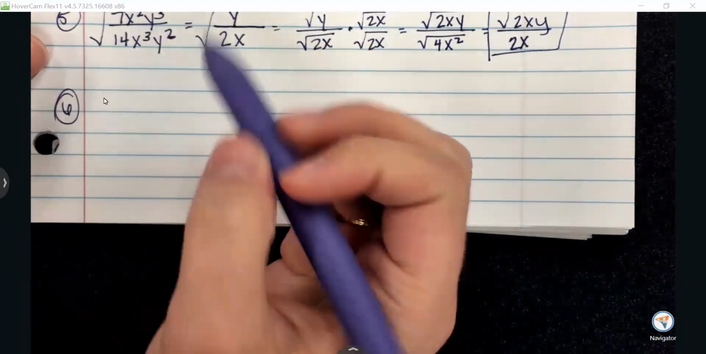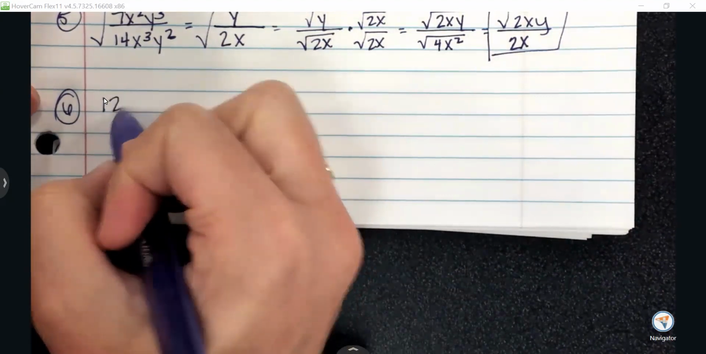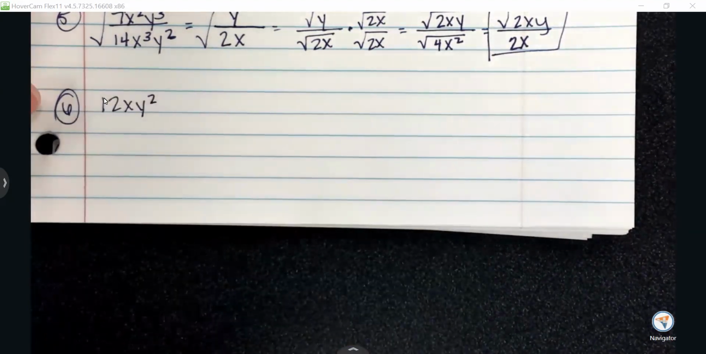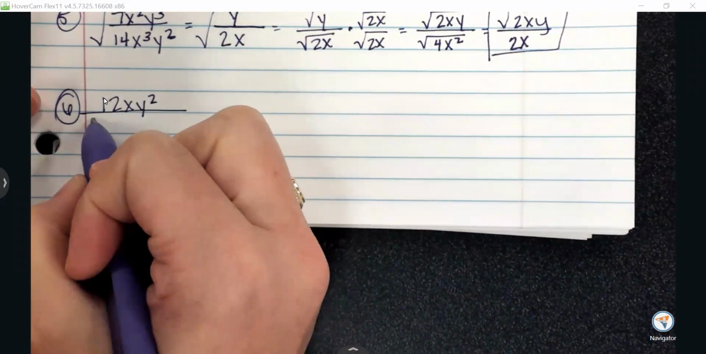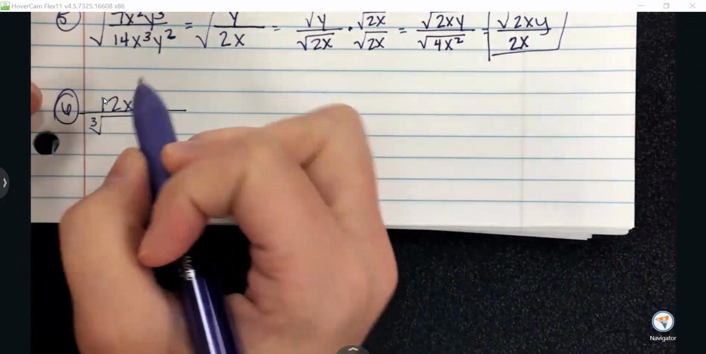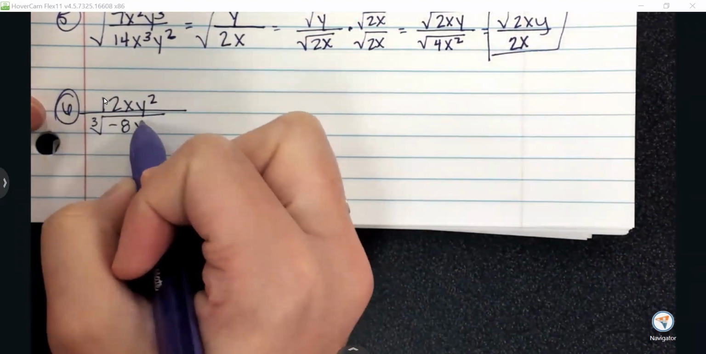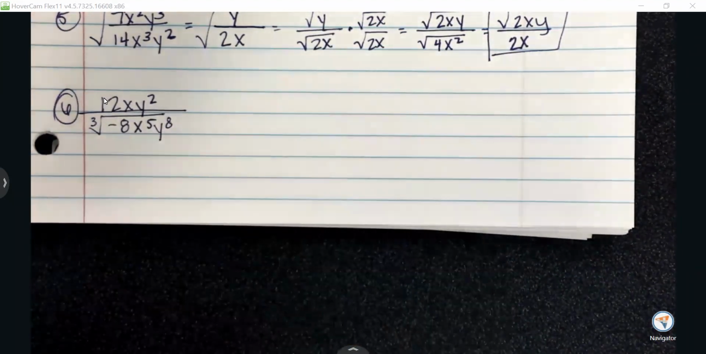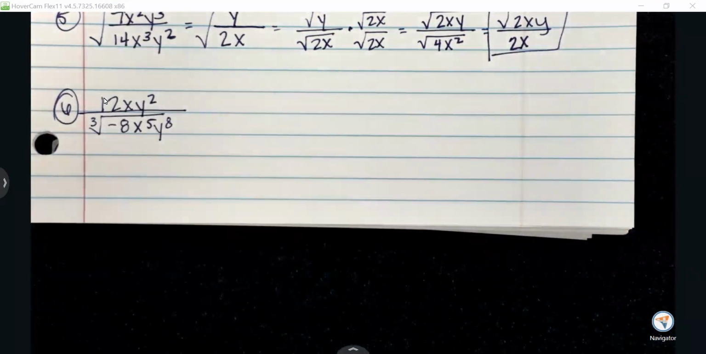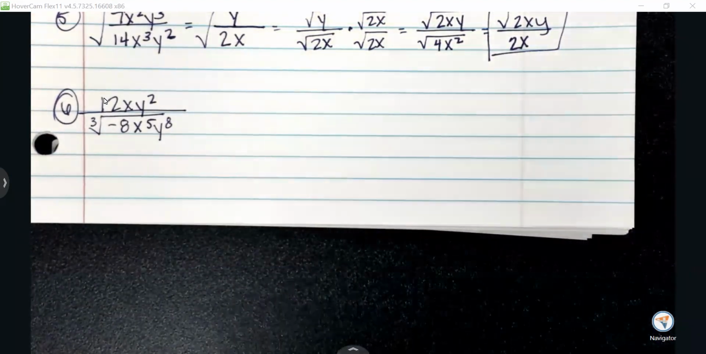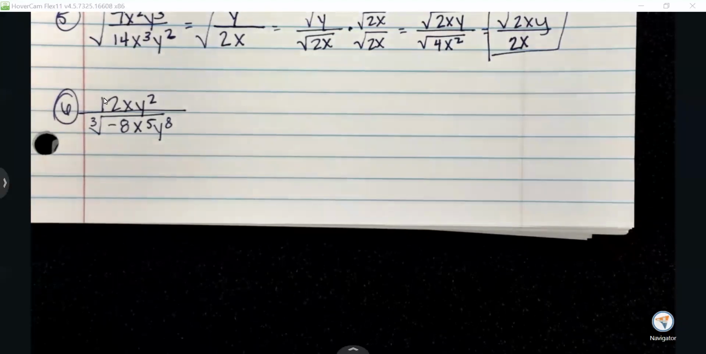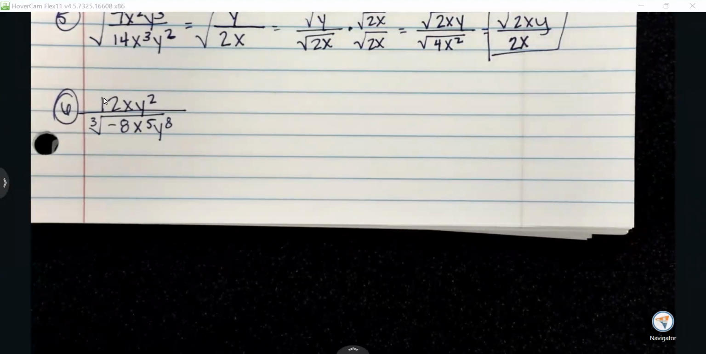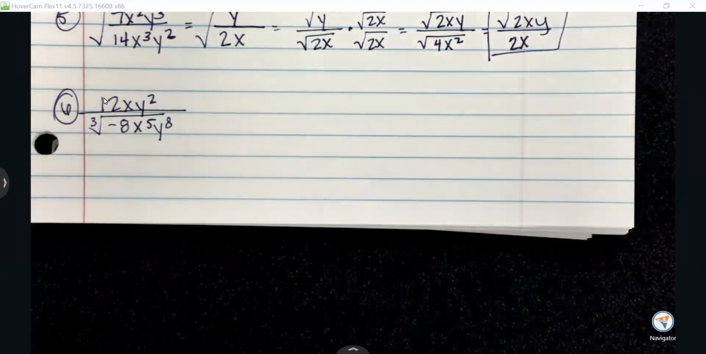So I have 12xy squared divided by the cube root of -8 x to the 5th y to the 8th. What do you notice is different about this one than the others? The top one doesn't have a radical. That's no big deal. What else do I notice? That doesn't matter.